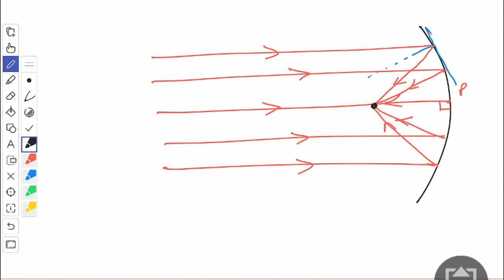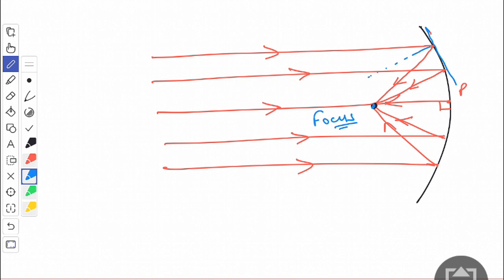What is the word? Your parents will tell you, focus on your book. What does it mean? All your attention has to go to just one point, which is your book. That is what the word focus means. So here also we can say that all the rays are getting focused. If they're getting focused at a point, what should you call the point? Naturally, a good name is focus. That is why we call this point focus.